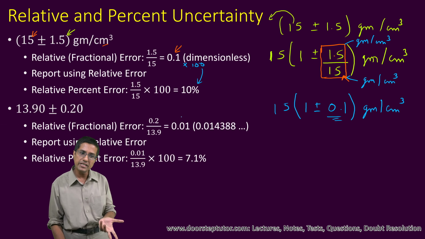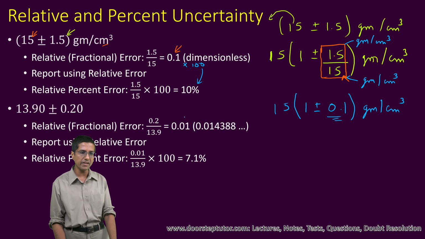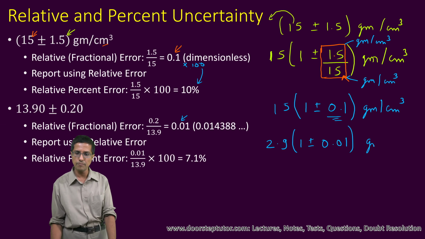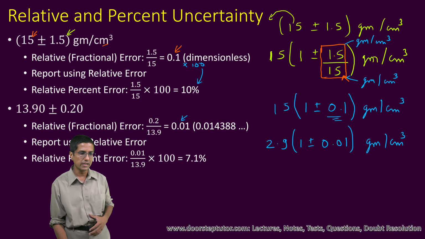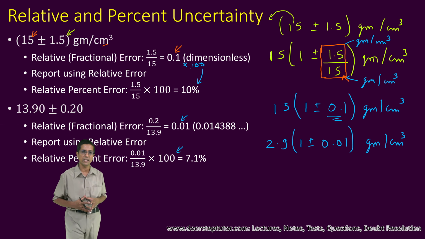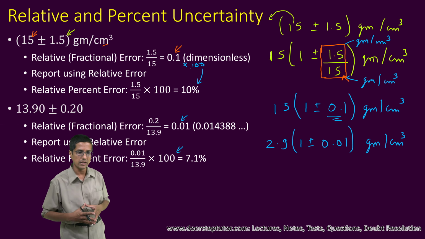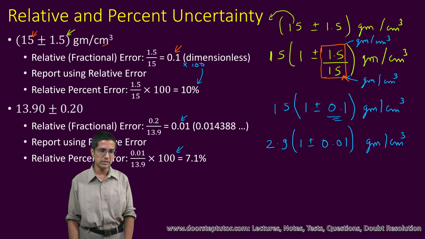Similarly, in the case of Edison, we can do the same process. His relative error comes out to be 0.01. So using relative error, if he wants to report his results, he would do it like this: 2.9 and then 1 plus minus 0.01 gram per centimeter cube. And of course, even in the case of Edison, we can compute the percentage error, and that would come out to be around 7.1.